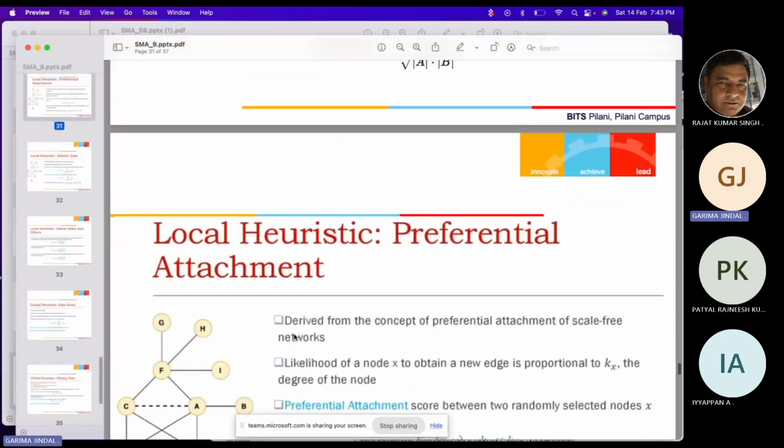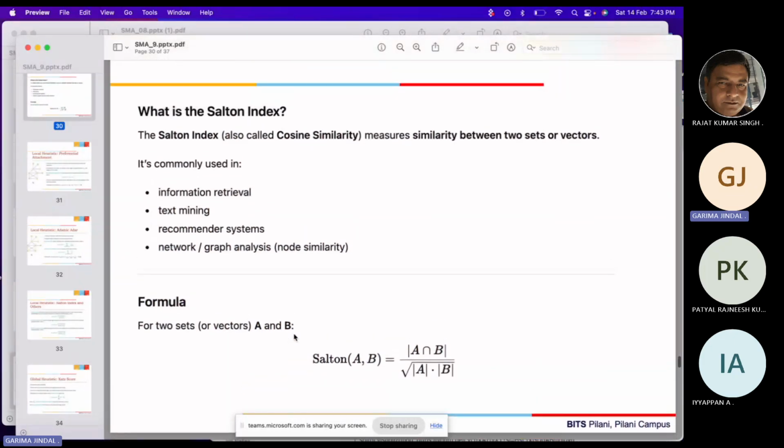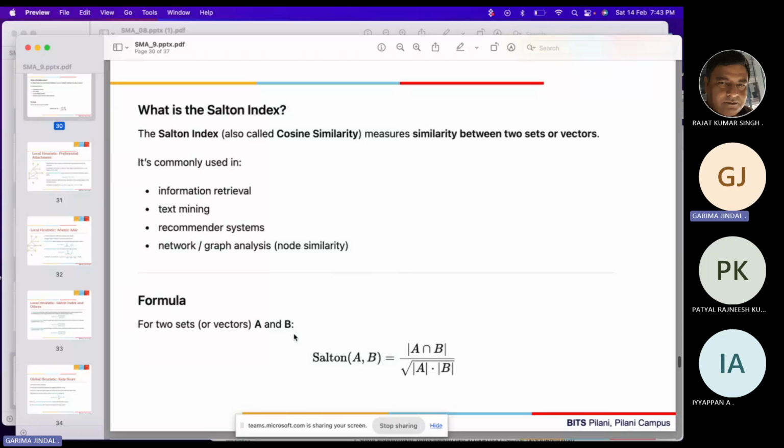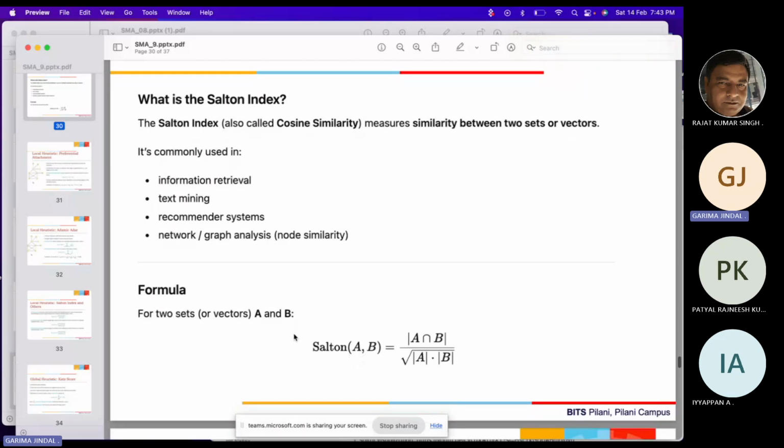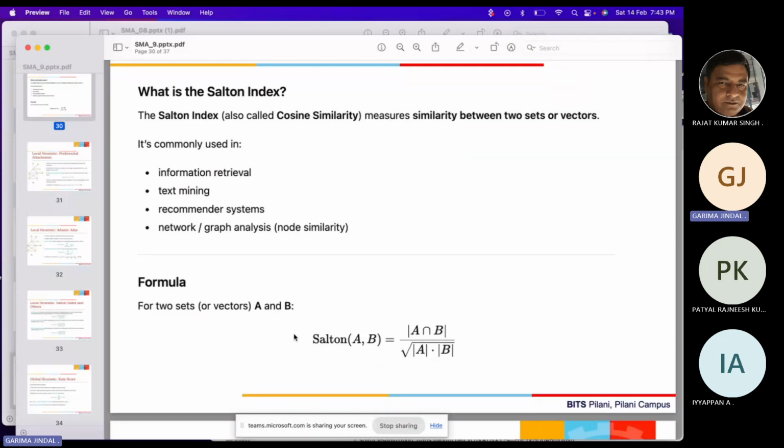Now there was a slight difference between the global heuristic method and the local heuristic method. The local heuristic method considers only the local property when we are trying to predict whether there will be an edge or not. The global heuristic method, on the other hand, considers the network as a whole. So that's why global heuristic methods were more reliable when we are trying to predict whether there will be links or not.